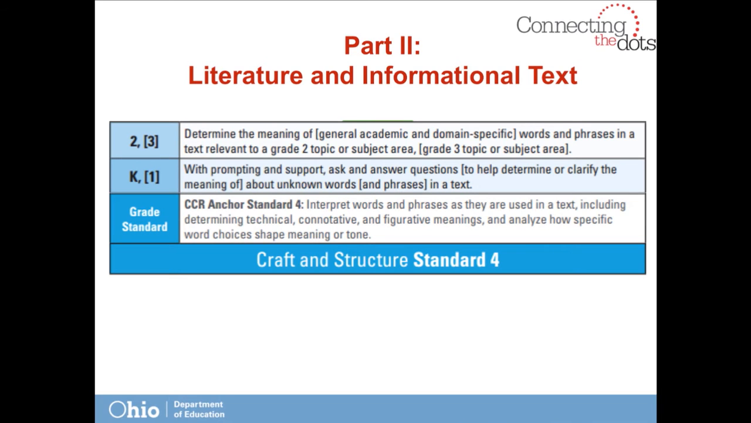For the informational text, craft, and structure, Standard 4, emphasis is placed on the link between vocabulary and comprehension, and is apparent in the vertical progression from kindergarten through grade 5. In kindergarten and grade 1, the vocabulary and comprehension link is catalyzed by questions about words. The foundation for comprehension is laid when students, to quote the standard, with prompting and support, ask and answer questions to help determine or clarify the meaning of unknown words and then phrases in a text. In grades 2 through 5, students, again to quote the standard, determine the meaning of general academic and domain-specific words and phrases in a text relevant to a grade 2, 3, 4, or 5 level topic or subject area.